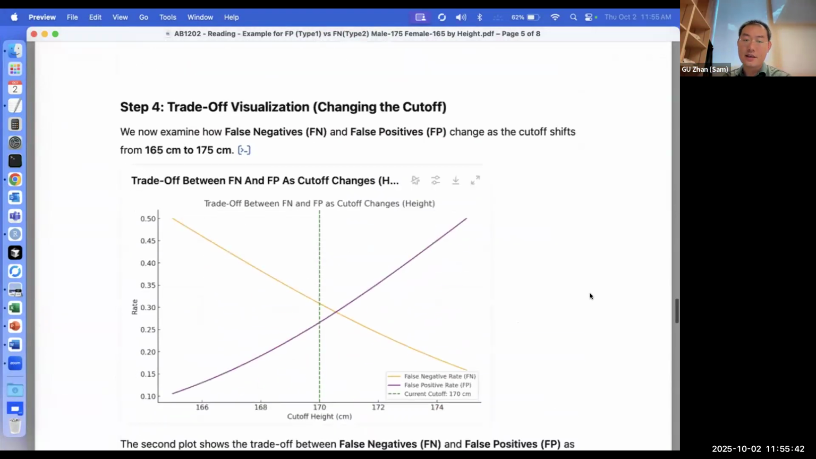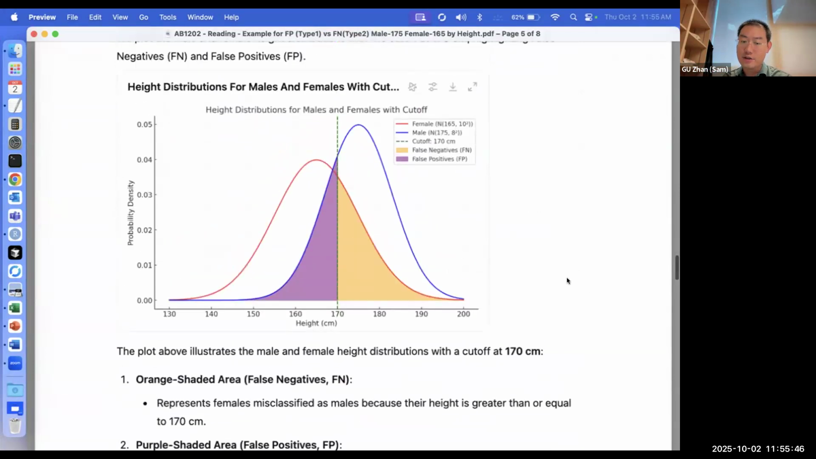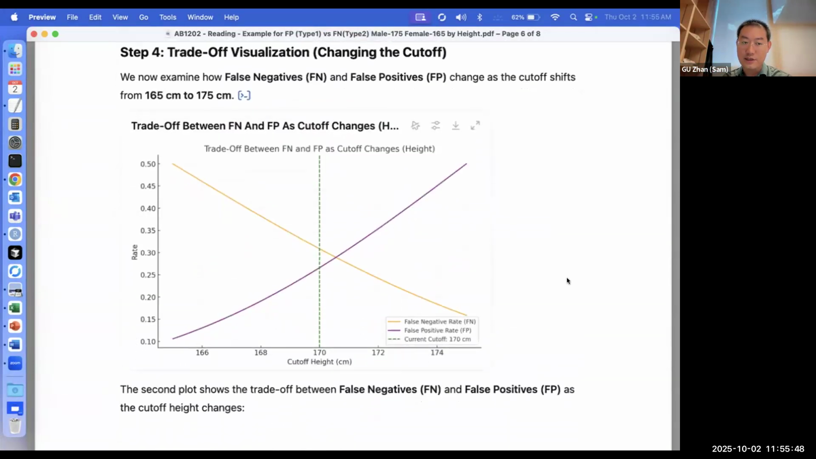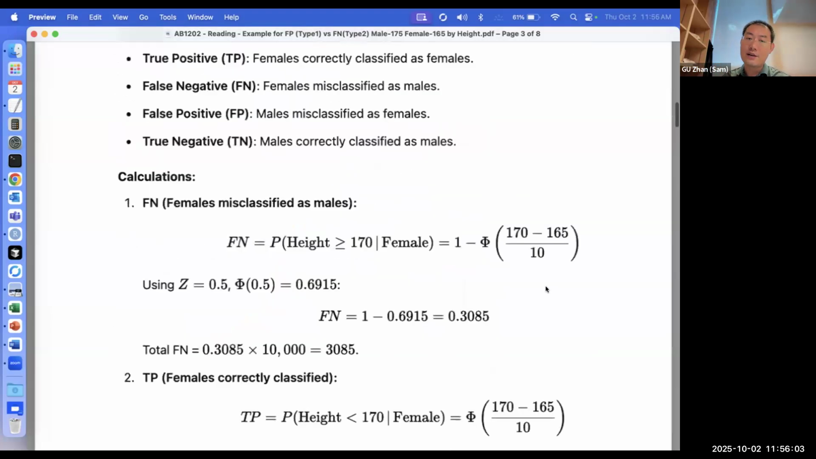And when your rejection region changes, your alpha and beta change, so what is the impact? When your cutoff changes here, basically this is your rejection zone, the cutoff line. If you move it, then you will trade off between the type 1 error and type 2 error. So read that one as well.